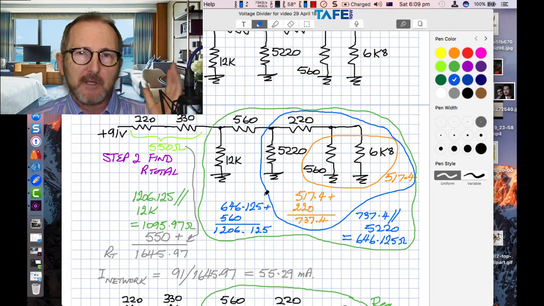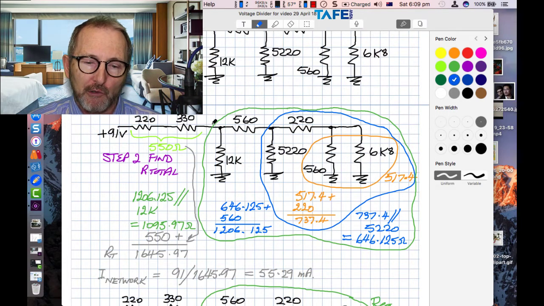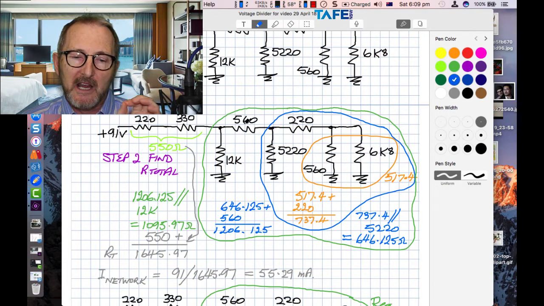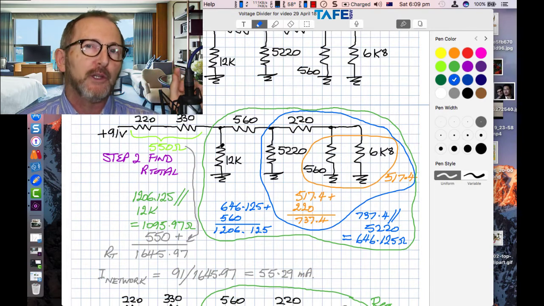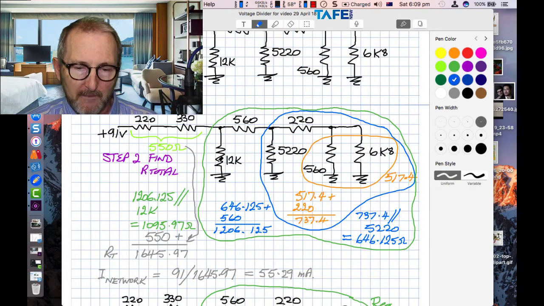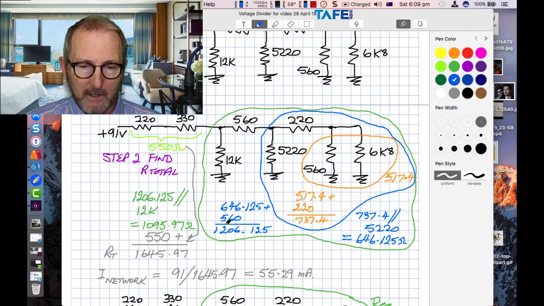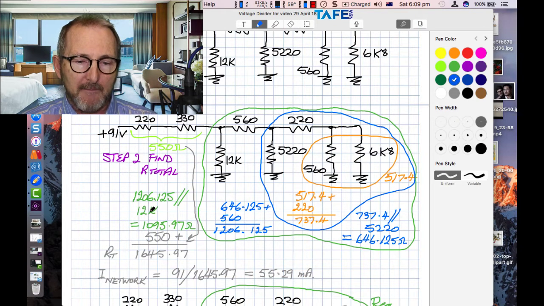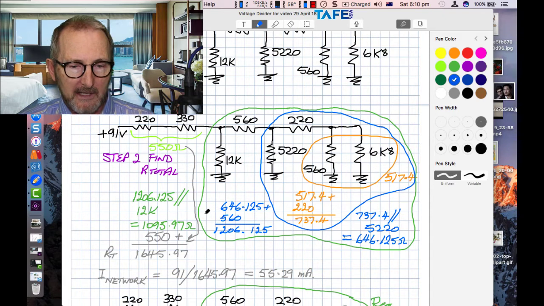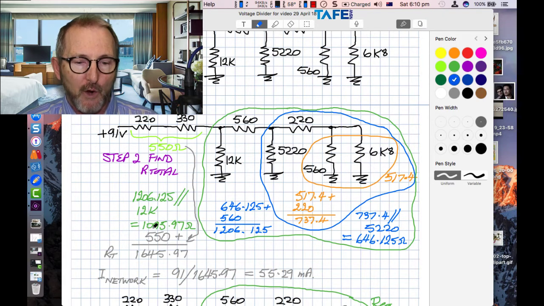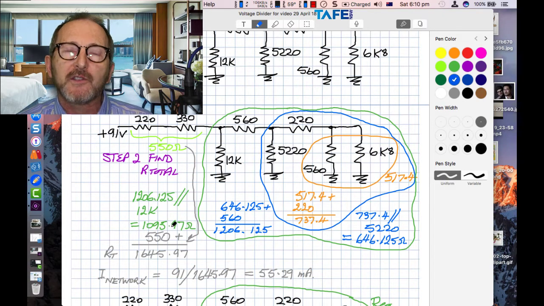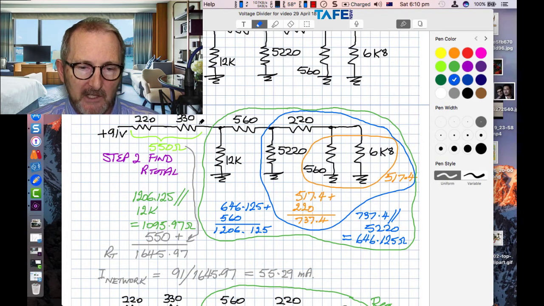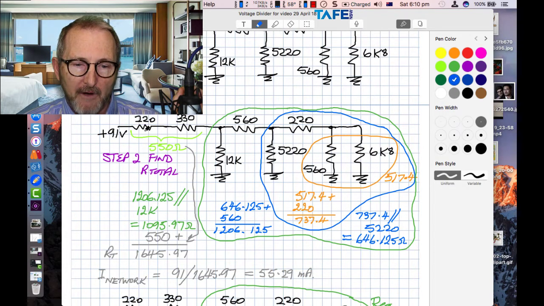Still did it in blue, just my preference, because I've got another green loop here which encompasses everything we've discussed, but now including a 12k resistor. So 1206.125, here it is in green, in parallel with 12k ohms. And that 12k in parallel with that works out to be 1095.97 ohms. Then, of course, that is finally in series with 550 ohms, the sum of 330 plus 220.